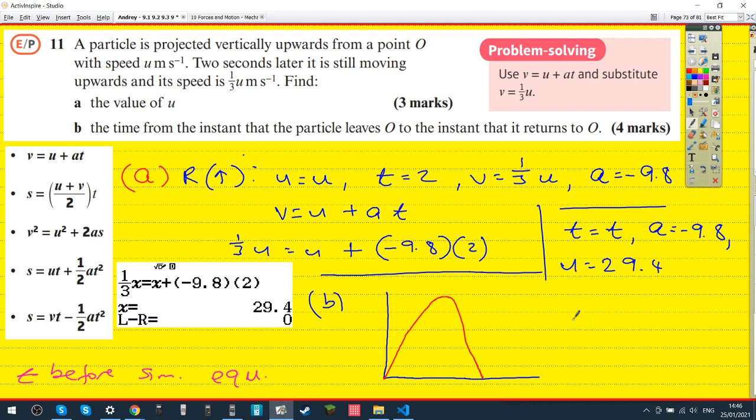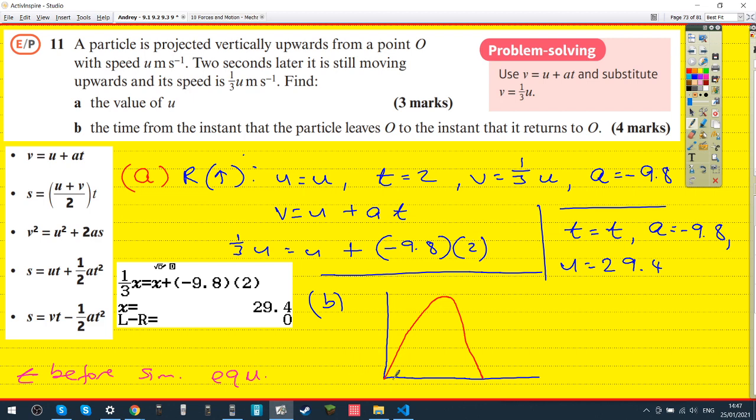So any idea how you deal with this one? I don't think so. What if we did v is 0? What type of time would that give us? How would we get the full journey? So v being 0, does that give us half the journey? Correct. And so what would you do at the end? Double the answer. Correct.